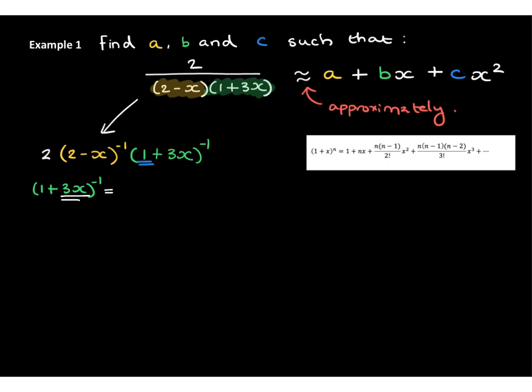So let's do this. We've got 1 plus n, which is negative 1 multiplied by our x term, which is 3x, plus n minus 1, which is negative 2, multiplied by 3x all squared, all over 2 factorial. Now, I'm going to stop here.